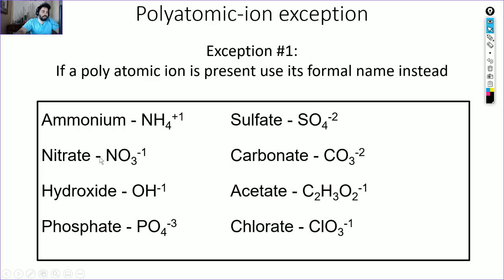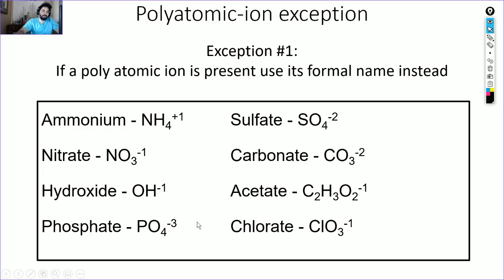NH4 is ammonium. NO3 is nitrate. OH is hydroxide. PO4 is phosphate. SO4 sulfate. CO3 carbonate. C2H3O2 acetate. That's vinegar. ClO3 chlorate. And these all have charges. When we talk about transition metals, you're going to have to know the charges. Until then, I wouldn't worry about it just yet, not for these next couple slides. Just work on recognizing that there's a polyatomic ion.